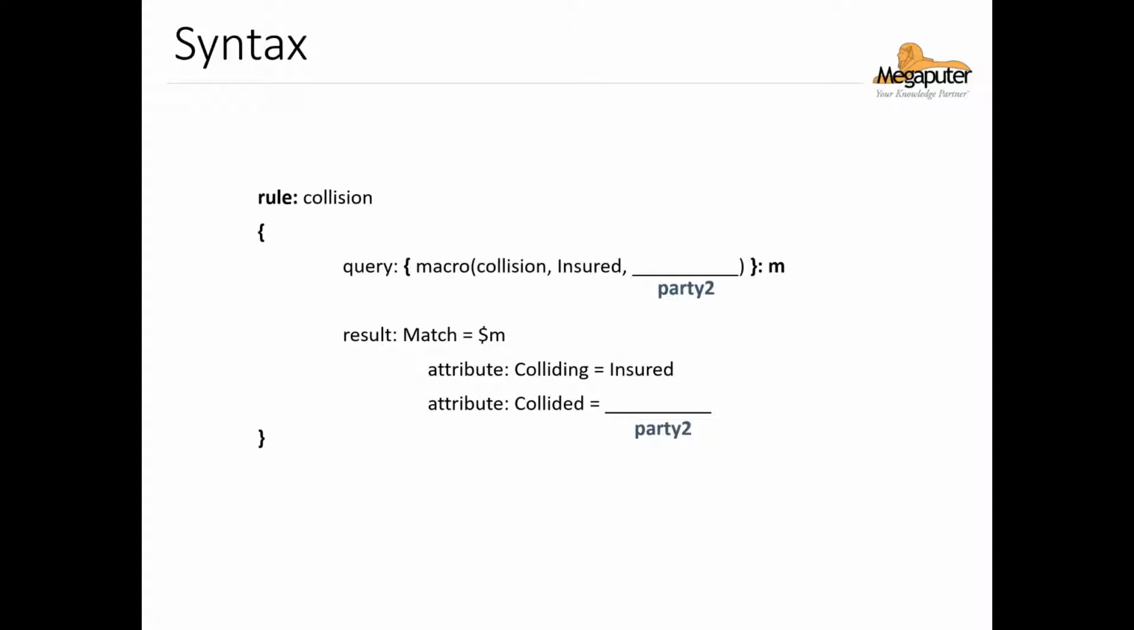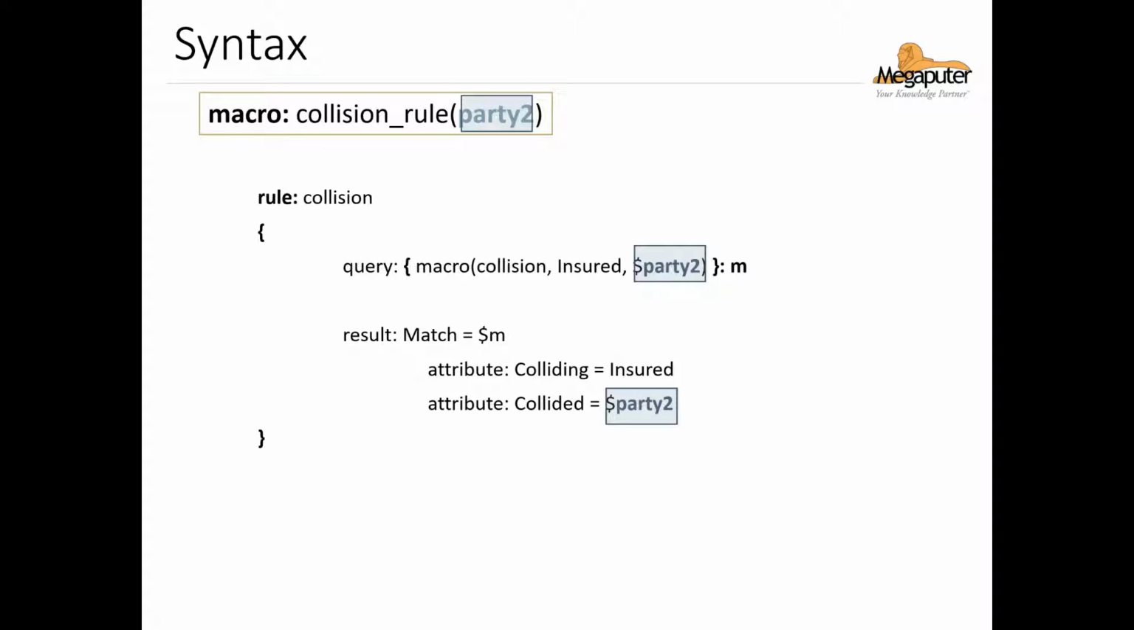Alright, so how do I turn this into an XPDL macro? What I want to do is just declare a macro, and I need to give it a name. I'll give it the name collision rule, and I need to give it an argument. This argument will be party 2. That's just what I'm calling the argument here. I can call that whatever I want.